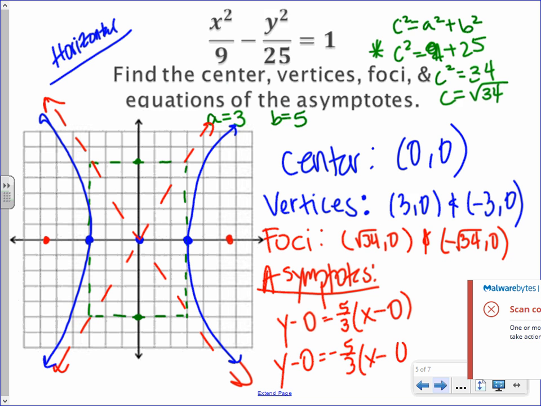So here's another time where, if you want to write those two equations as one, we could just say our slope is plus or minus 5/3. Now, it is not always going to be b over a. It's b over a because we have a horizontal hyperbola. When we have a vertical hyperbola, it's going to be a over b. So what I need you to do is look at your picture and determine what's happening. Yes?